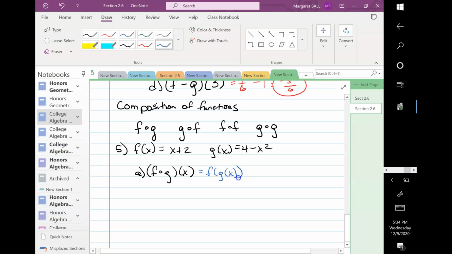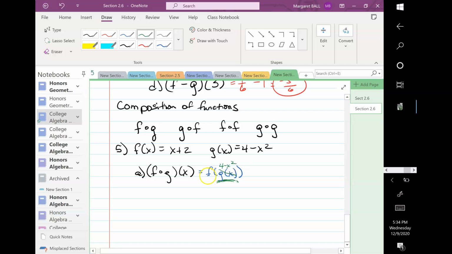just because I think it's easier to look at that way. It's kind of like turning your fog lamps on your car. It's easier to see. Okay, so this is what you should do. First, find what's on the inside. What's g of x? Well, g of x is 4 minus x squared. So cross that out and put 4 minus x squared inside there.